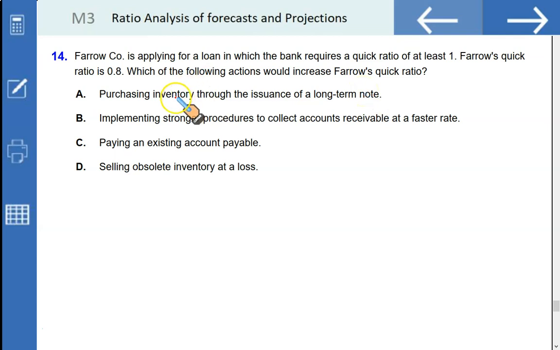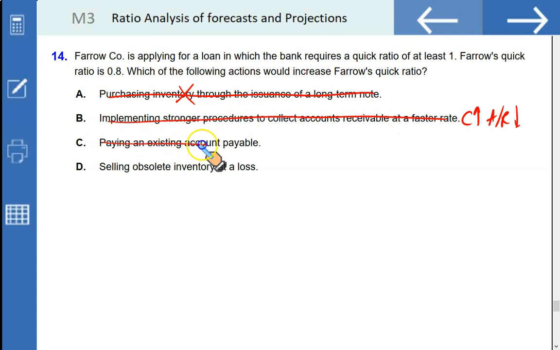Quick ratio has nothing to do with inventory, because inventory becomes a part of your current assets as part of the current ratio, not the quick ratio. This is wrong. It won't affect this ratio. B. Implementing stronger procedures to collect account receivables at a faster rate. If account receivables are collected at a faster rate, your cash balance goes up and AR falls, but overall the current assets remain the same. So there is no net impact on current or quick assets, so it won't help as well.